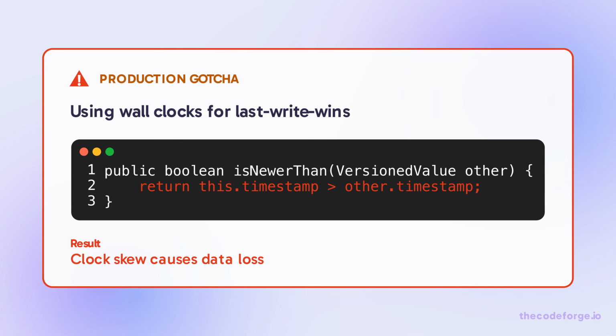Don't rely on wall clocks for LWW. Clock skew between nodes can cause newer writes to be overwritten by older ones. Use hybrid logical clocks that are monotonic and work without NTP synchronization.